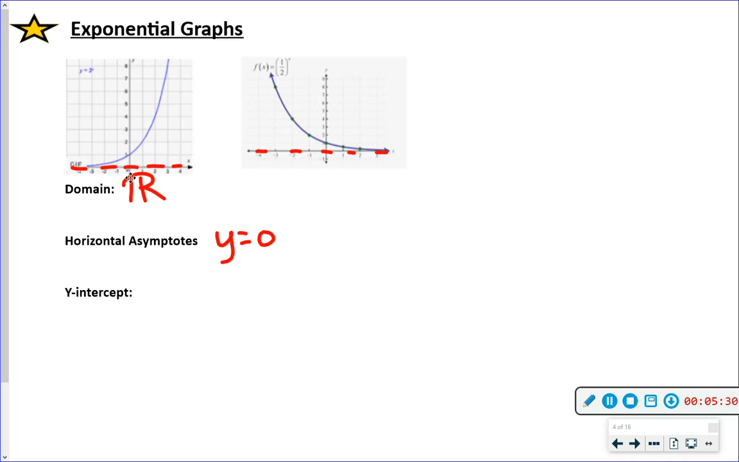Same on your y-intercept. On your parent functions here, our basic functions, you can see it hits the y-axis there at 0, 1. And again, that might change if we have a vertical shift up or down. That's going to affect that point, which we will see coming at you in a minute.